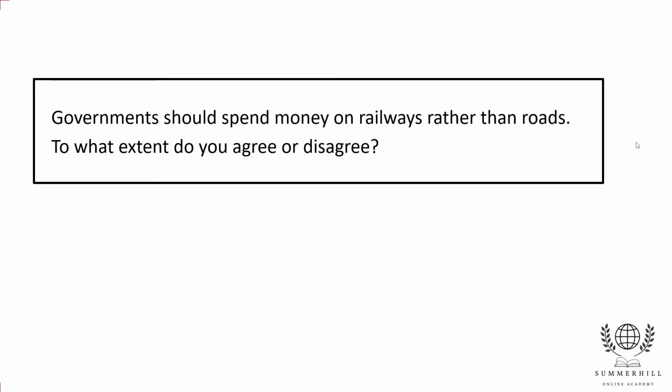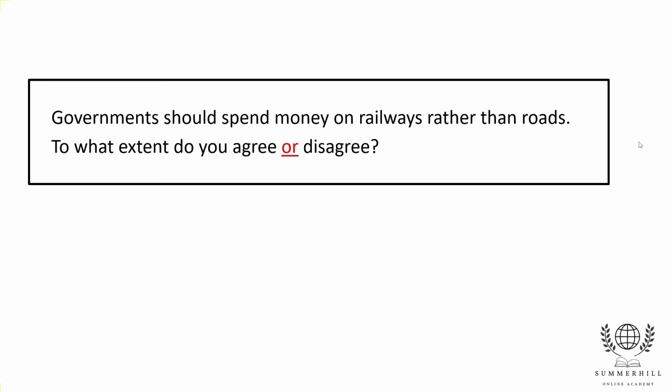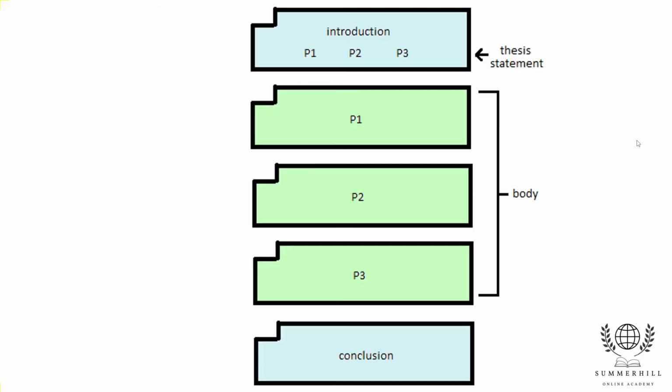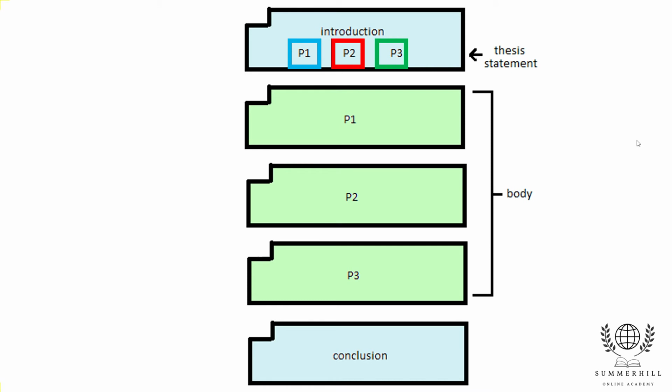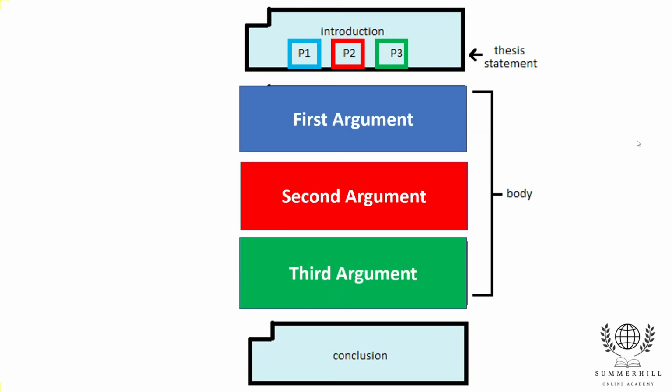And this question says, governments should spend money on railways rather than roads. To what extent do you agree or disagree? Again, there is an "or", so we can 100% agree and we can 100% disagree. However, for those kinds of questions, we would need a thesis statement to predict our structure. And again, we would use a predictor to plan the structure of our essay.